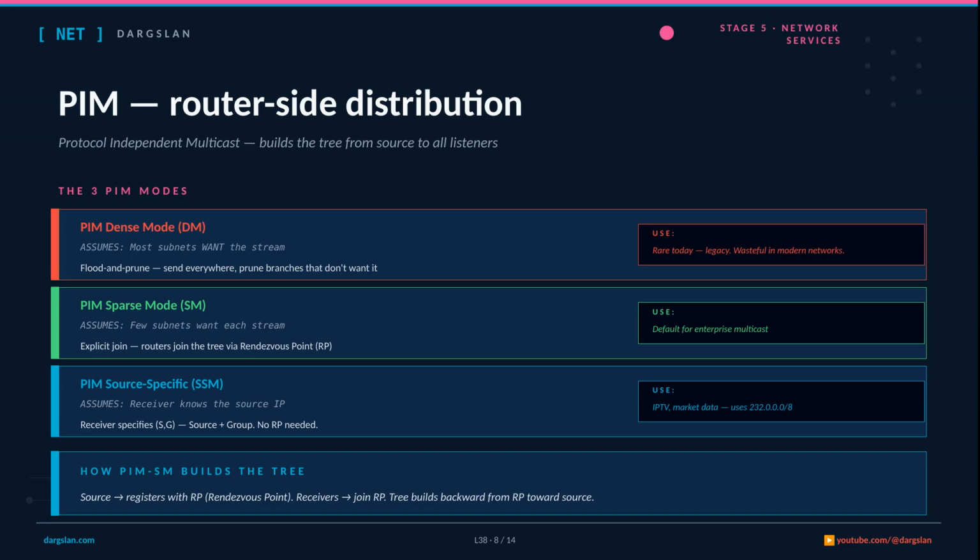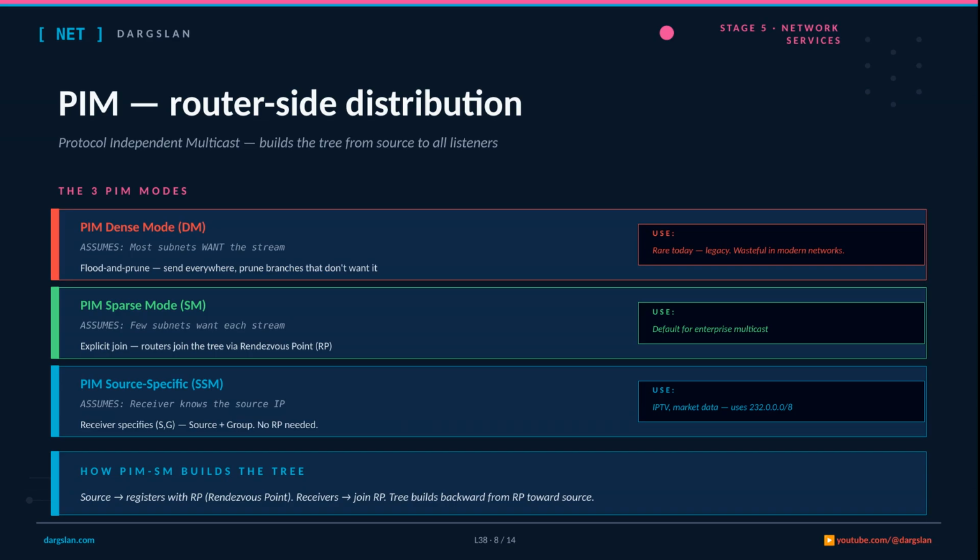Dense mode assumes most subnets want the stream, which is rarely true anymore, so it's mostly legacy. Sparse mode flips that assumption. Few subnets want any given stream, so routers explicitly join a tree through a rendezvous point, the RP, and that's your enterprise default.